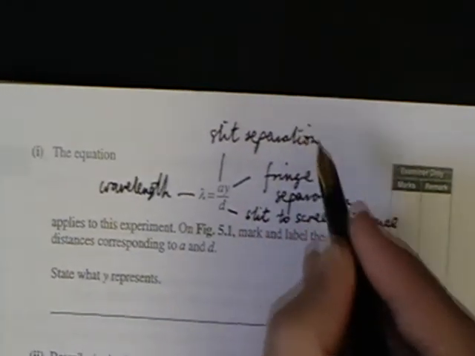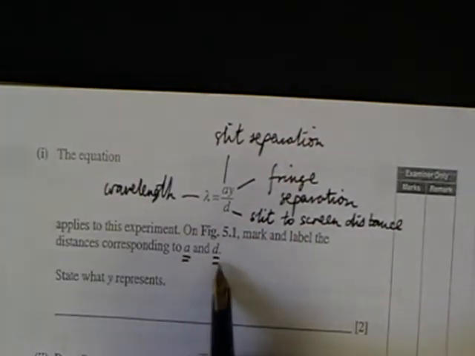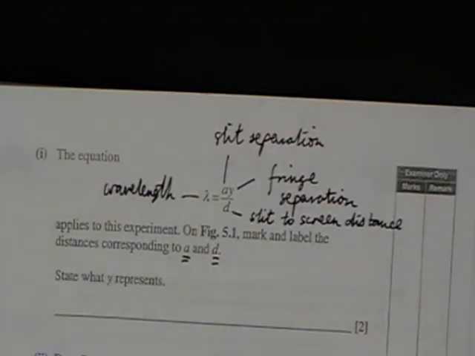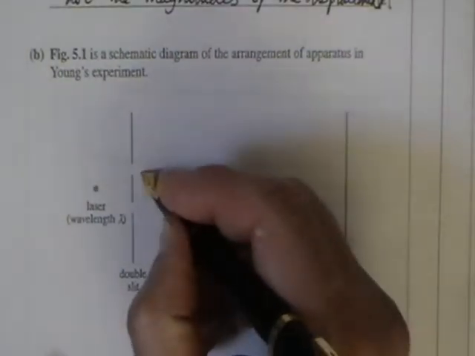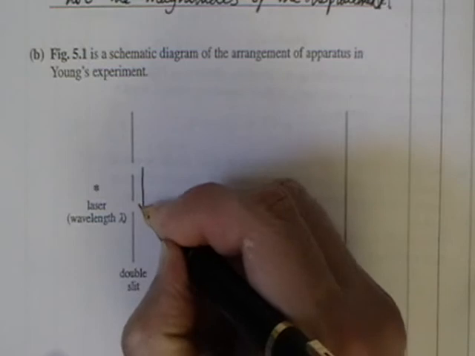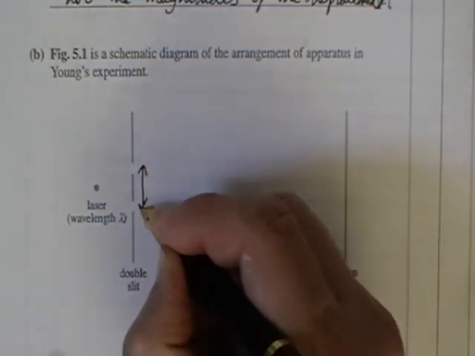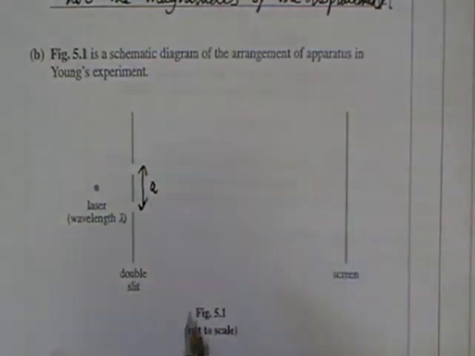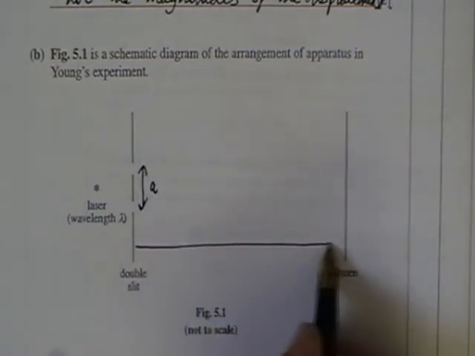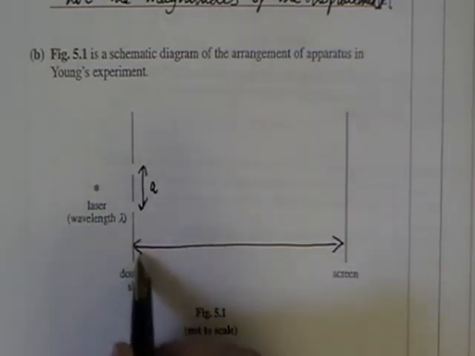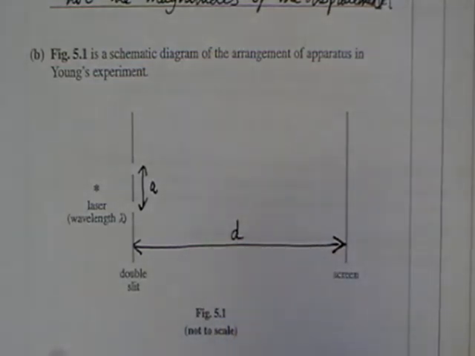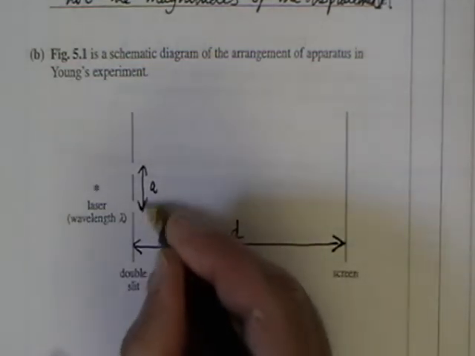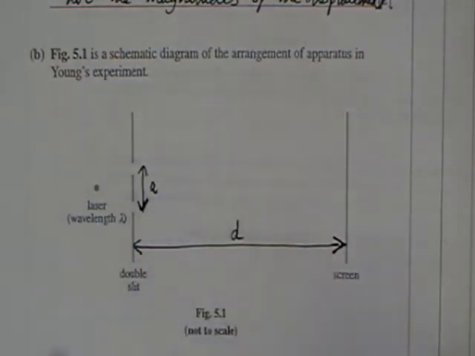Right, so we've been asked to show A and D, so we're looking for the slit separation and we're looking for the slit to screen distance. So if we go back to our diagram, first of all, from the center of that slit to the center of that slit, okay, is A, and then from the double slits to the screen, that distance is D. And just be careful to make sure that you have those in the center of that, the center of that, and going all the way across.